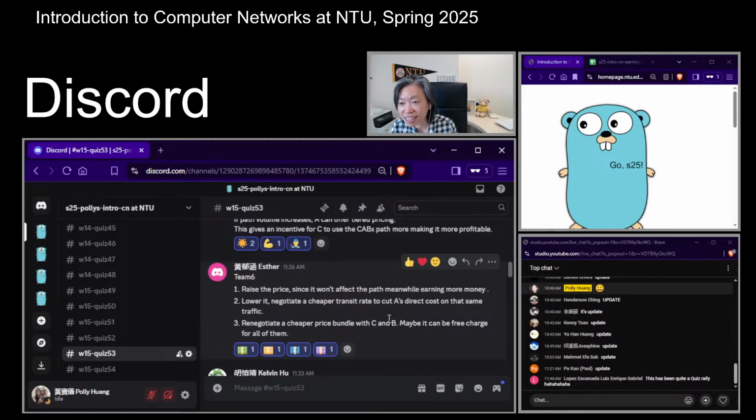And Team 6 is very, very consistent, right? So regenerate a cheaper price bundle with B and C, okay? And maybe it can be free of charge for all of them. And maybe we can just be buddies, and then that's forward traffic for each other for free. And I'm actually not quite sure if that will really work.